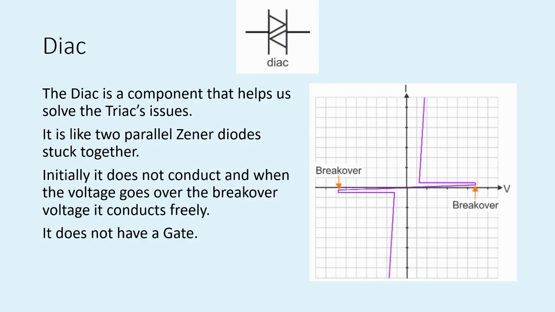Now the diac is quite like a triac. It still has two main terminals, and the graph looks very similar. Notice though that this is a breakover voltage, not a switch. There is no gate on this. It's effectively two Zener diodes stuck together. So this region here, it is off, it is not conducting, and then suddenly we hit the breakover voltage and we zoom across and we are on and we are conducting this region here. So that is a diac, and it's basically a Zener diode, but it works in both directions. So it's got a breakover in both directions.